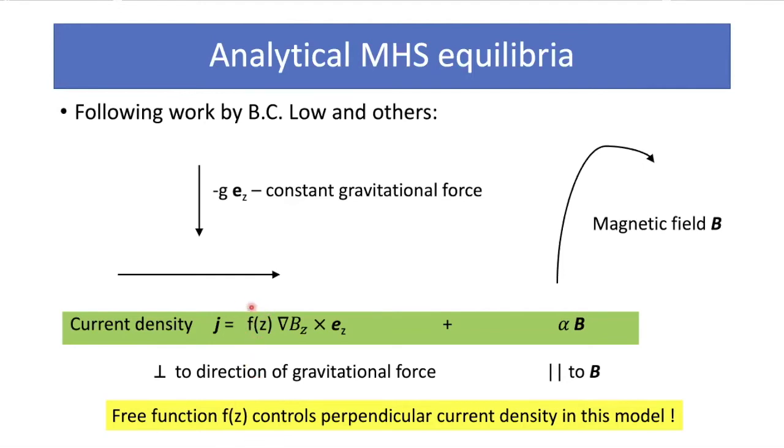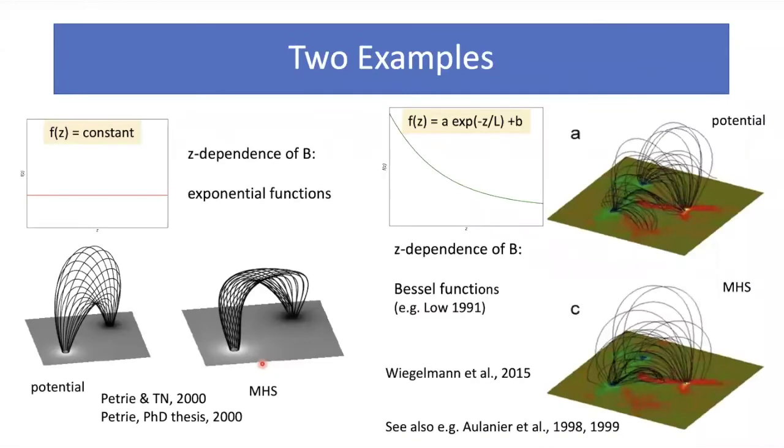But this free function f of z here controls how large the perpendicular current density is in this model. And that basically controls how large the effect of the non-force-free components are. So that's the important point here that I would like to bear in mind. Because it's a free function, that's something we choose in the modeling effort, and depending on what you choose, you get different results. So just two examples of things that have been done before.